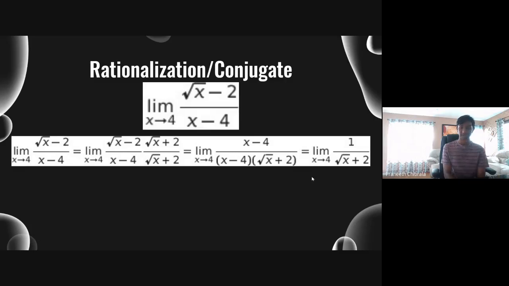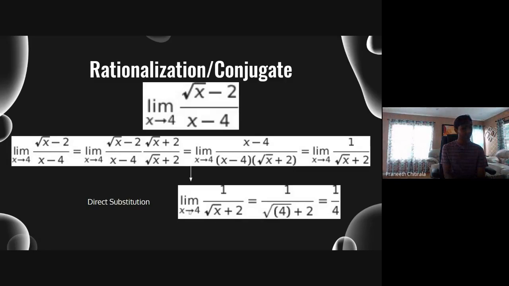Now with direct substitution, you can substitute x equals 4 for x, and then you get 1 over square root of 4 plus 2, and the square root of 4 is 2, and 2 plus 2 is 4. So you get 1 over 4, and that's the limit of this function right here.